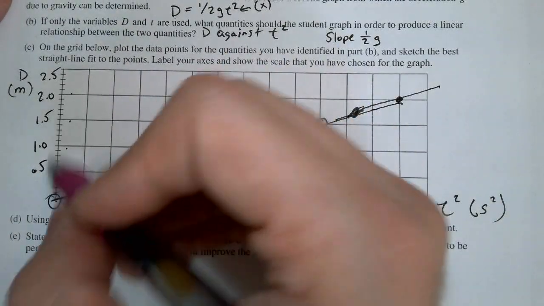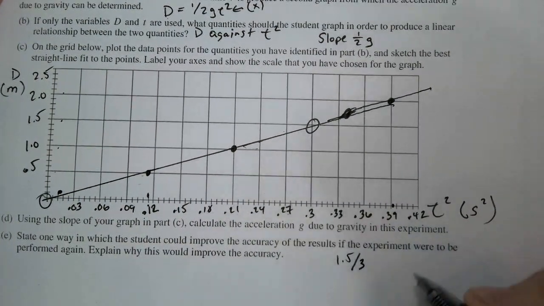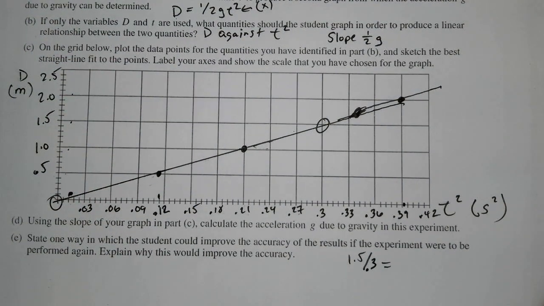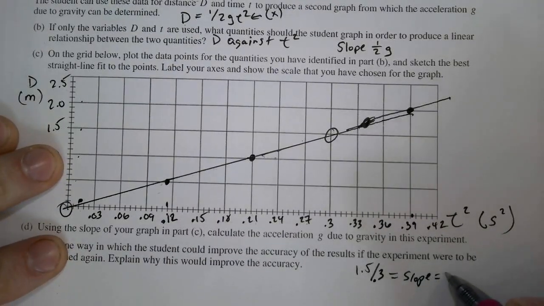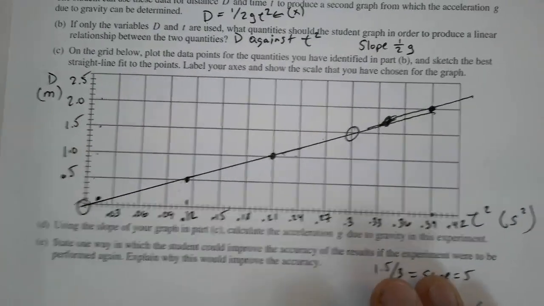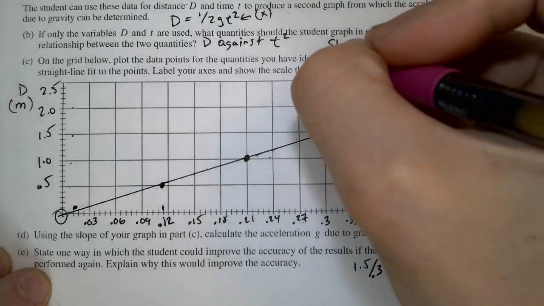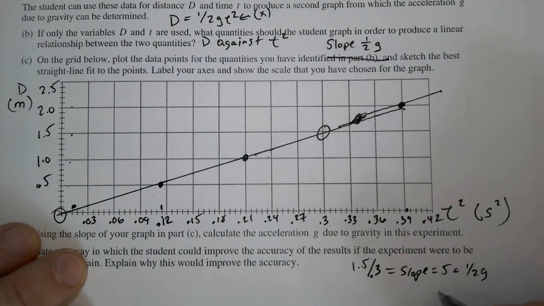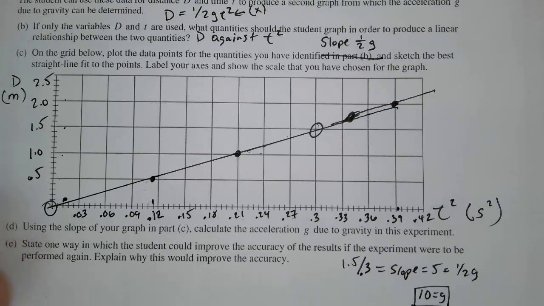Which means that we can count. We went up by 1.5 and we went over by 0.3. 1.5 over 0.3. 1.5 divided by 0.3 is a slope of 5. Okay. Slope of 5. Remember that the slope is not gravity. The slope was equal to apparently 1/2 gravity. So 5 is equal to 1/2 g. Divide by 1/2, or multiply by 2, 10 is equal to g, which is definitely just about perfect.